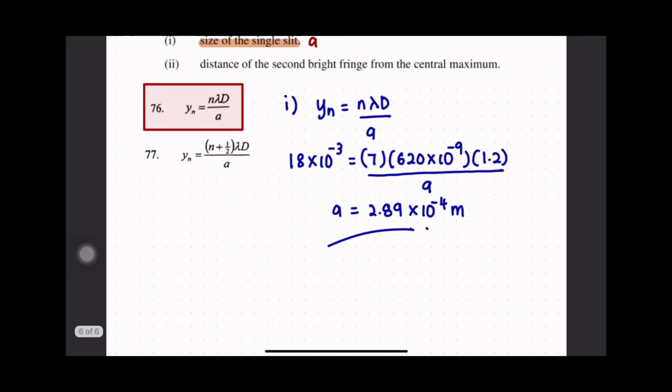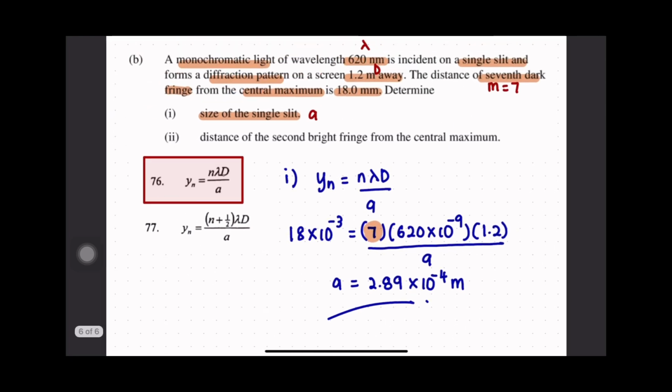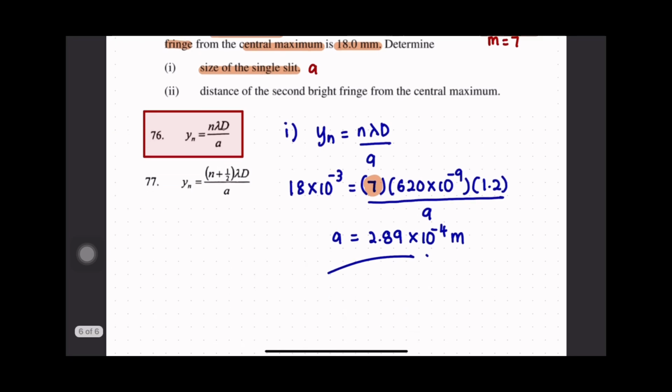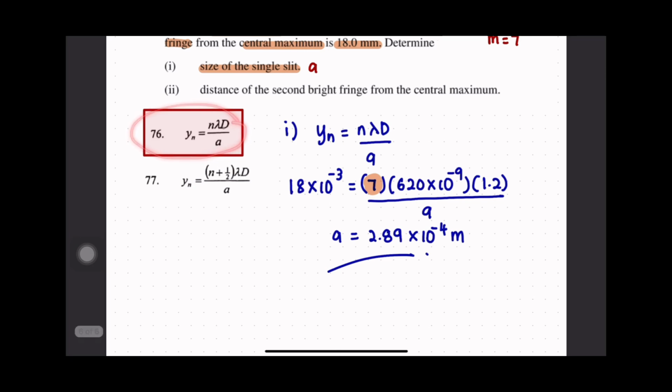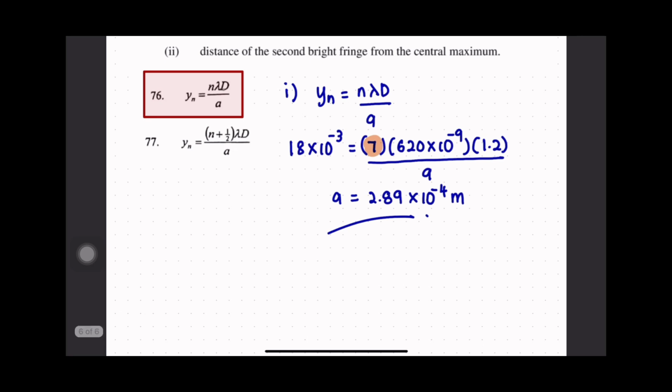Dan kena ingat lah, benda paling saya takut ialah benda ni. Untuk single slit tak ada masalah. Dia sebut order ke, bright fringes ke, dark fringes ke, you just ambil terus nilai yang disebut tu. Cuma you kena pasti mana satu formula untuk dark, mana satu formula untuk bright. Daripada center bright kepada bright fringes, center bright kepada dark fringes bagi single slit, dia terbalik.